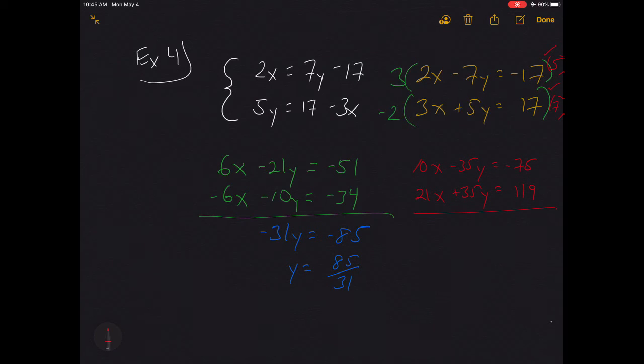Now I can add these two things up and we're going to see what we get. So if I add the x's, I'm going to get 31x. If I add the y's, those go away. Perfect. And then 119 and negative 75 added together is going to be, oh geez, what is that? 44, I believe. I think that's correct. 44. Did I do that correctly, or is that wrong?